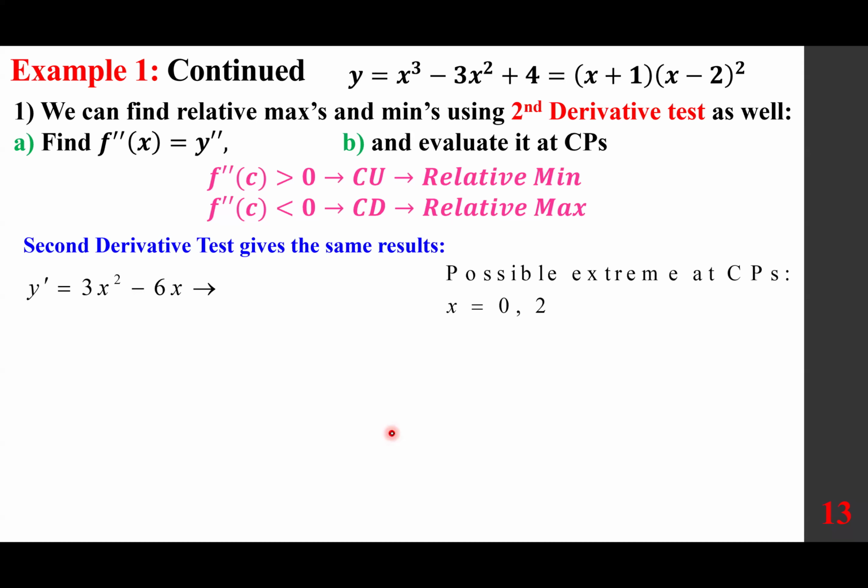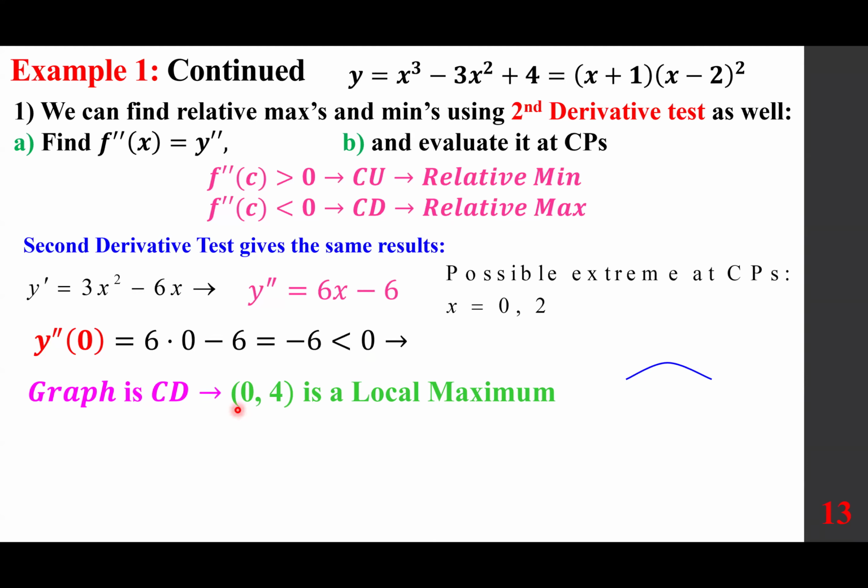So we already established that y prime is 3x squared minus 6x, and the critical points are 0 and 2. And let's find y double prime: 6x minus 6. The second derivative test says, just plug in those values to see if they are positive or negative. So if I plug in 0, I get -6, which is negative. Again, it doesn't matter, -6 or 6,000. The fact that it's negative means the graph is concave down. Looks like that. What is that? Local max. So the graph is concave down, and (0, 4) is a local maximum. On the other hand, if I plug in 2, I get +6.